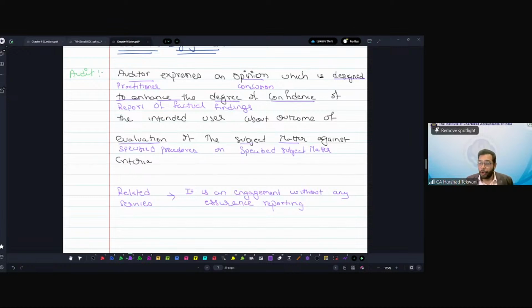The report which is issued under SRS is altogether different, and it does not contain anything like, for example, in all material respect, true and fair, true and correct. These words are not at all there. I'll show you an example. Don't worry. I'll show you one example of the agreed upon procedure report so that you can understand in much more detail what an agreed upon procedure is.